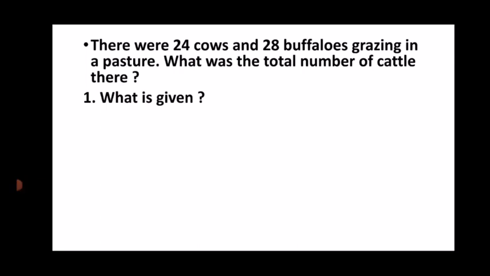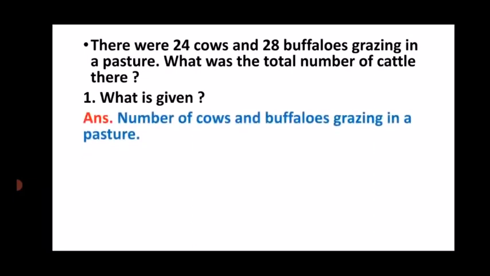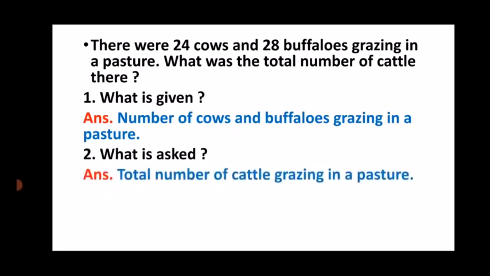There were 24 cows and 28 buffaloes grazing in a pasture. Pasture means grassland used for grazing. What was the total number of cattle there? So children, tell me what is given here in this story? Yes, number of cows and buffaloes grazing in a pasture. What is asked, children? Total number of cattle grazing in a pasture.